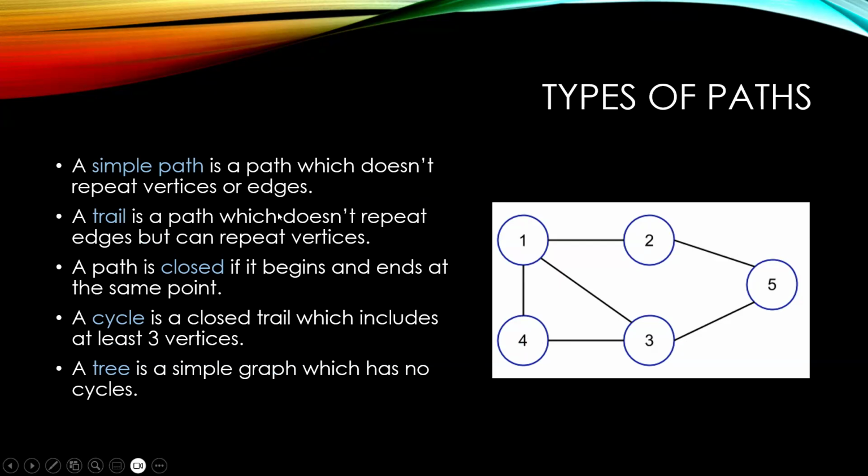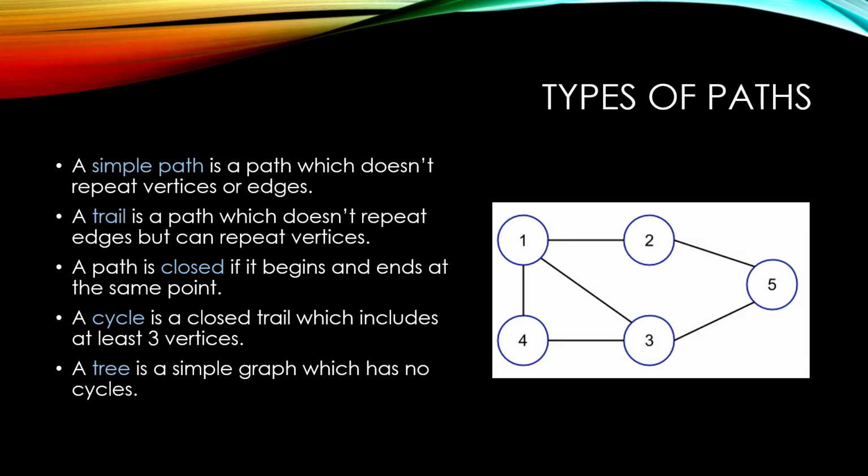A trail is a path which doesn't repeat edges, but can repeat vertices. If we go 1, 3, 4, 1, 2, we repeated 1, but that's okay. In a trail, we can repeat vertices. We just can't repeat the same edge. We can't go 1 to 3 to 1 to 3. We'd be repeating this particular edge too many times.